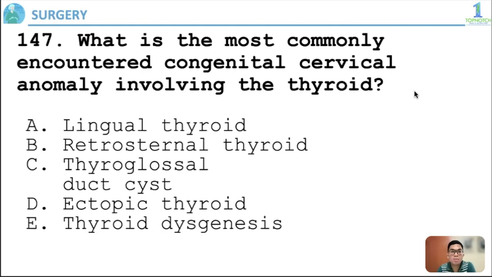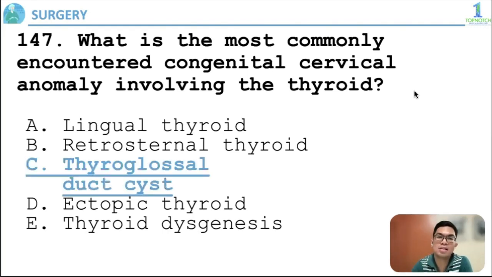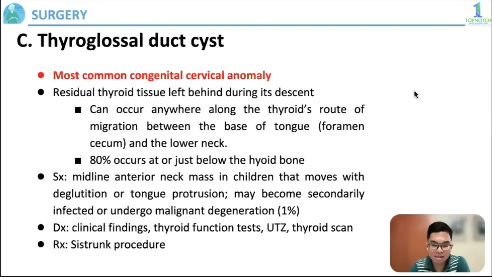Moving on, so question number 7. So the most commonly encountered congenital cervical thyroid anomaly, it's your thyroglossal duct cyst. Okay, again, it's the most common congenital cervical anomaly. So thyroglossal duct cysts are residual thyroid tissue left behind when the thyroid descends from the base of the tongue, so di ba sa foramen cecum, until its last position in the lower neck. So 80% occur at or just below the hyoid.